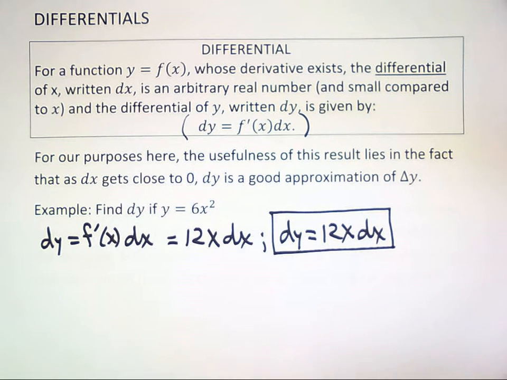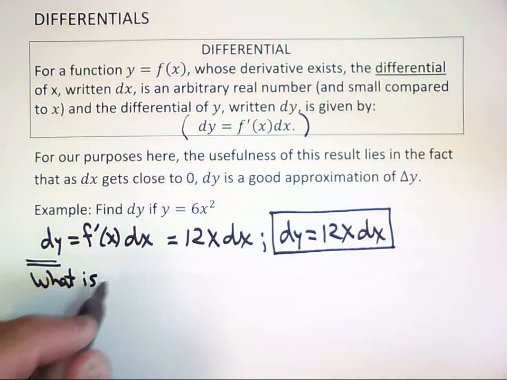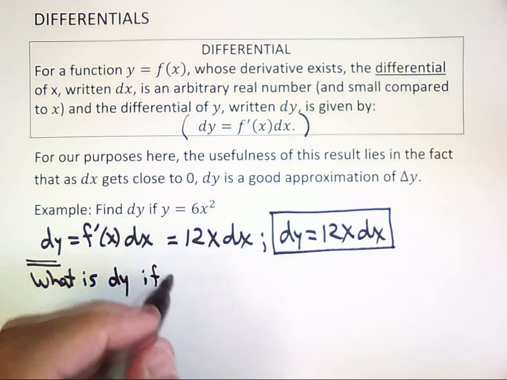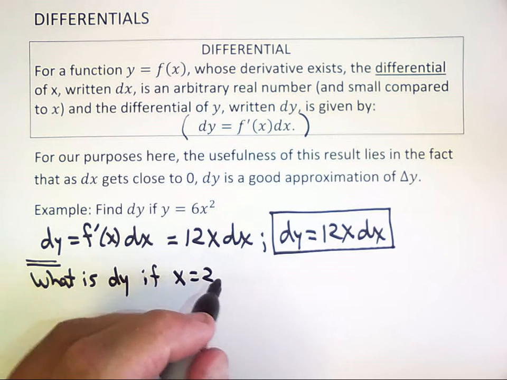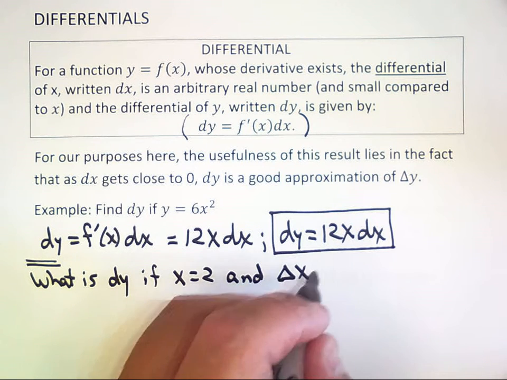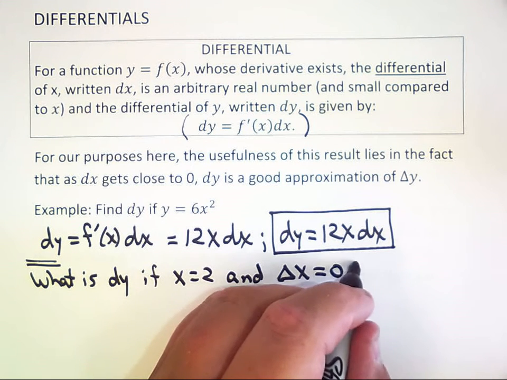Now I might ask an additional question. For example, I might say, what is dy if x is equal to 2 and delta x is equal to 0.1?